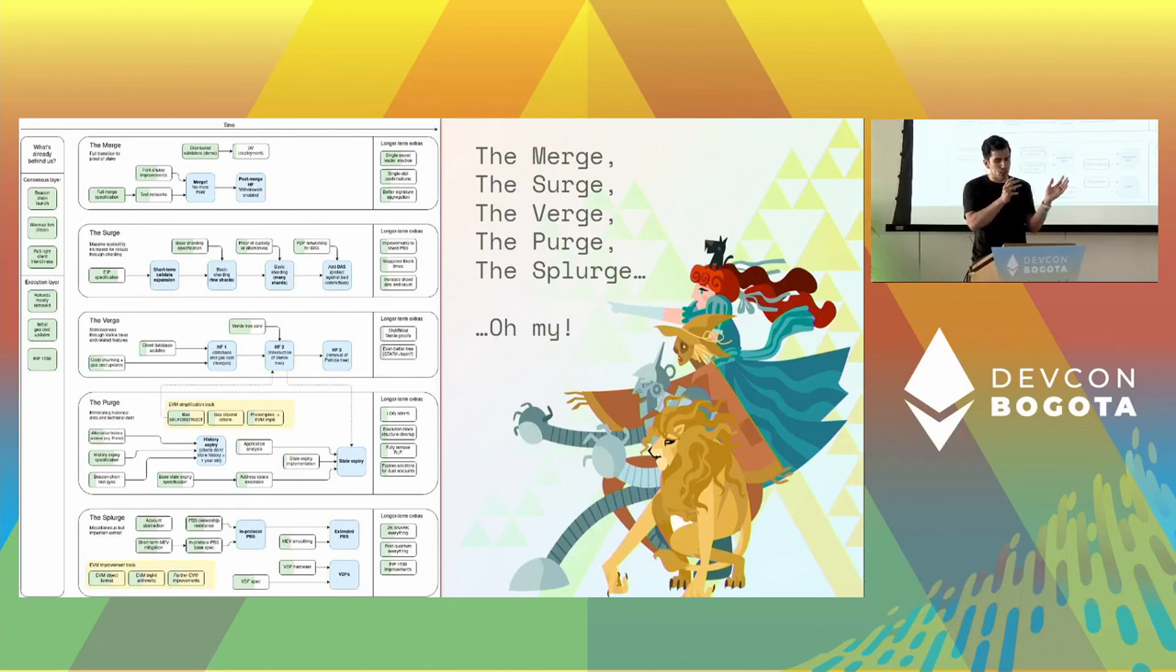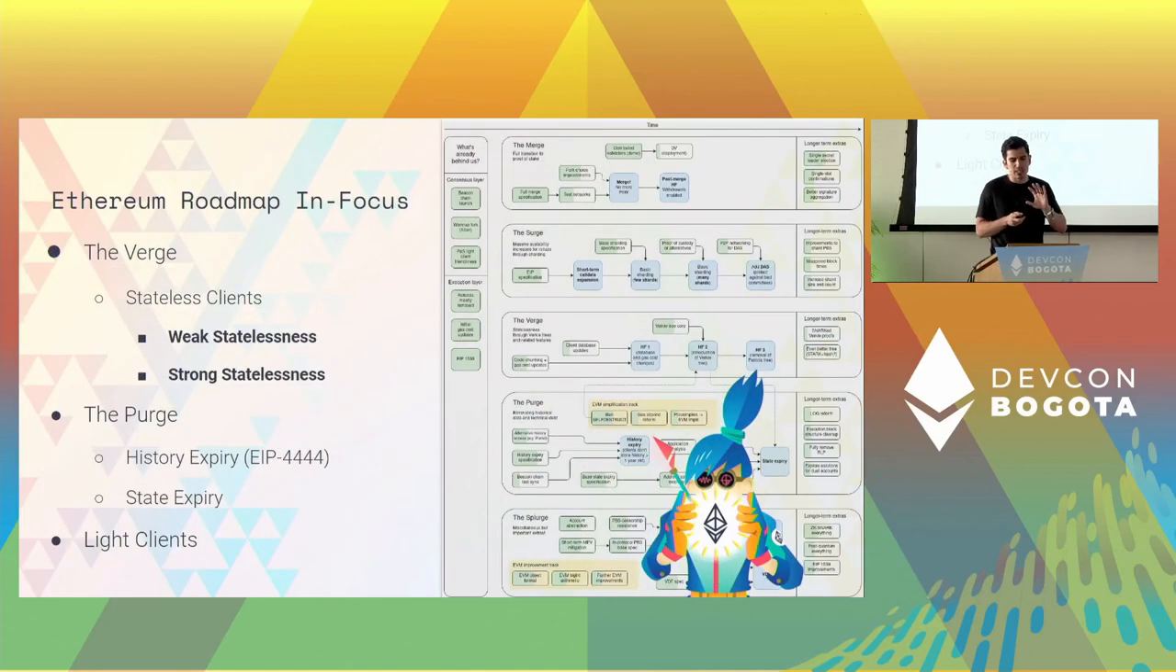They're not sequential milestones, but parallelized work streams happening in the Ethereum ecosystem: the merge, the surge, the verge, the purge, and the splurge. The diagram on the left can look a little intimidating. We're just going to focus on a few aspects of this roadmap, specifically parts of the verge, the purge, and parts of the light client vision of Ethereum.